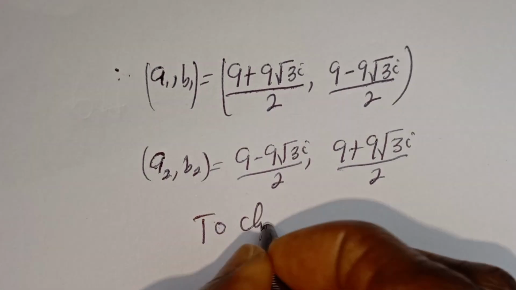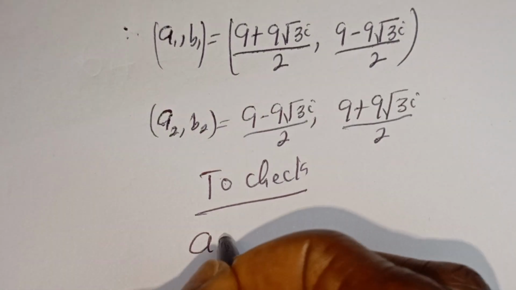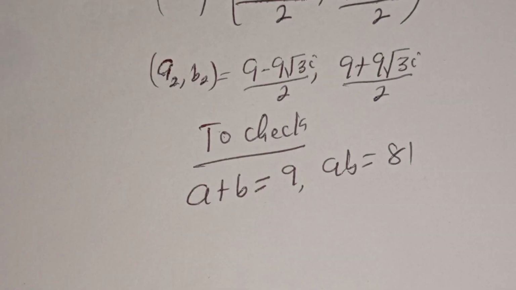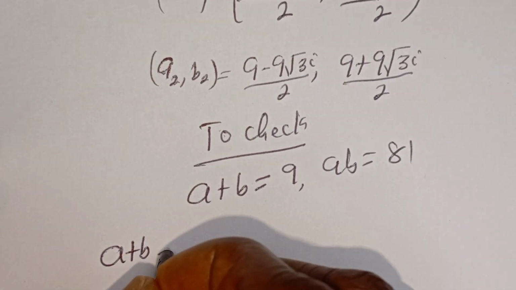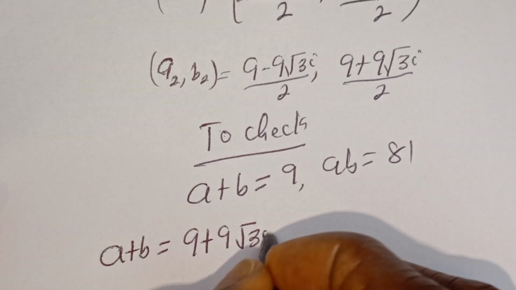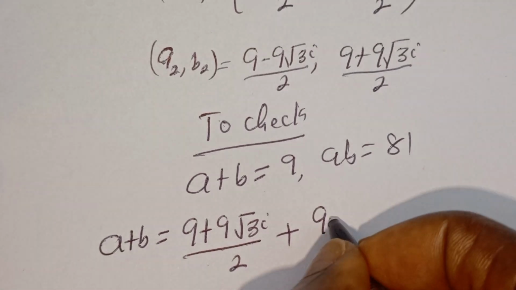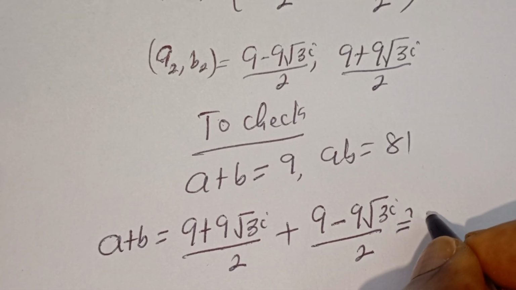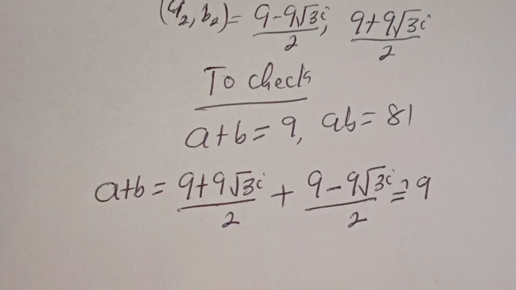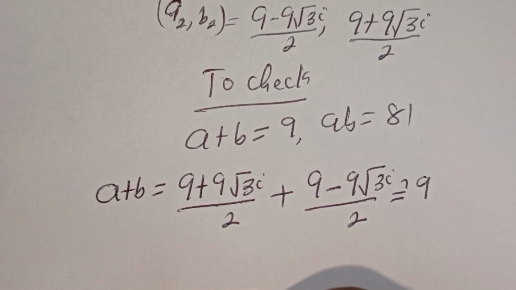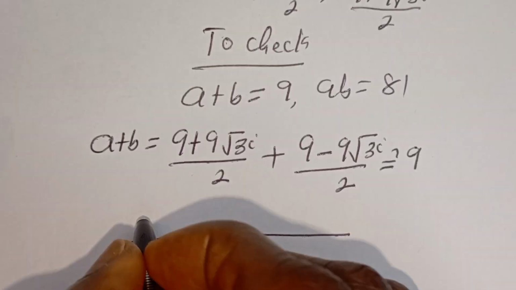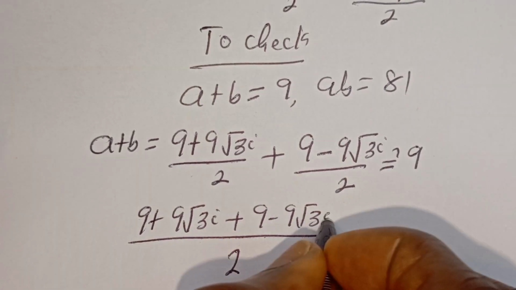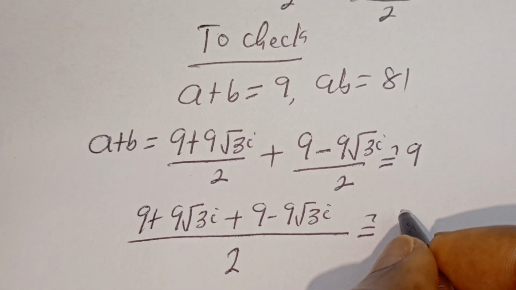Let's check. To check, we have the given equation. a plus b is equal to 9. ab is equal to 81. Now let's see. Here, a plus b is equal to 9 plus 9 root 3i divided by 2 plus 9 minus 9 root 3i divided by 2, must be equal to 9. Here the LCM is 2. There we have 9 plus 9 root 3i plus 9 minus 9 root 3i divided by 2 must be equal to 9.